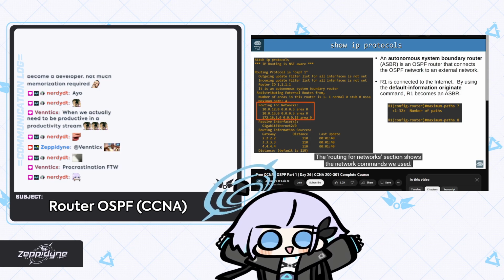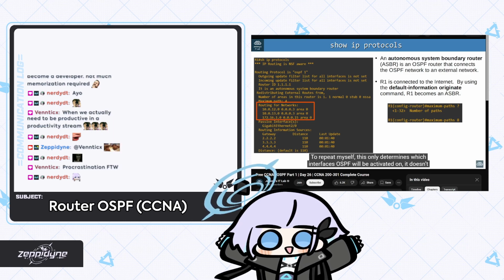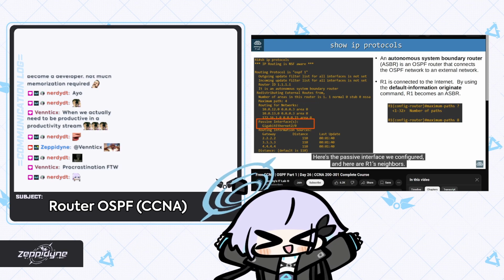The routing for network section shows the network commands we used. To repeat myself, this only determines which interfaces OSPF will be activated on. It doesn't tell OSPF to flood LSAs for these specific networks. That's what the default information originate command does.